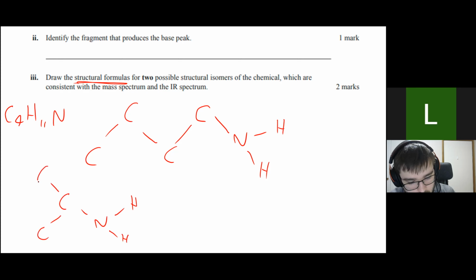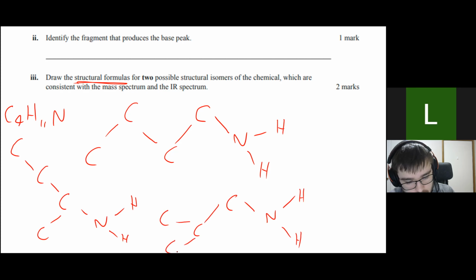So we can get that one, or we can get this one. So basically we can branch at the first carbon or the second carbon. So 3 different molecules there. Which one, can we break a single bond in one of them that will make 30?